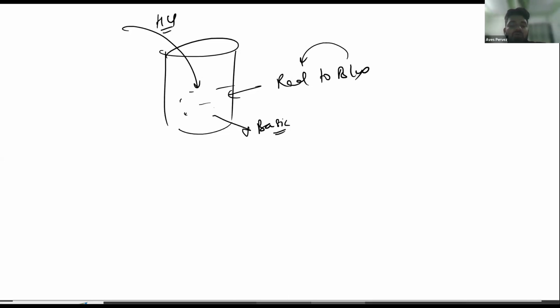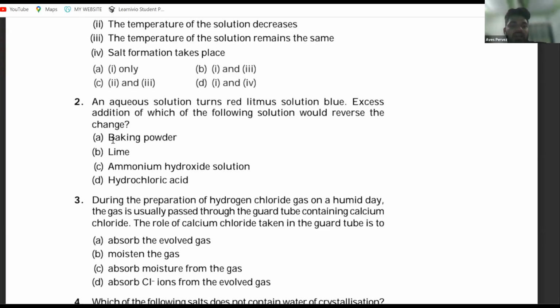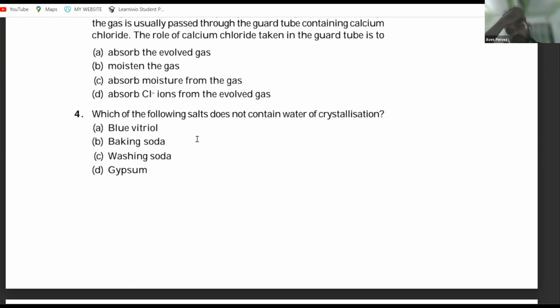Others are bases only. Baking powder is a base, lime is a base, ammonium hydroxide is a base, and hydrochloric acid is the only acid. Okay. Got it?